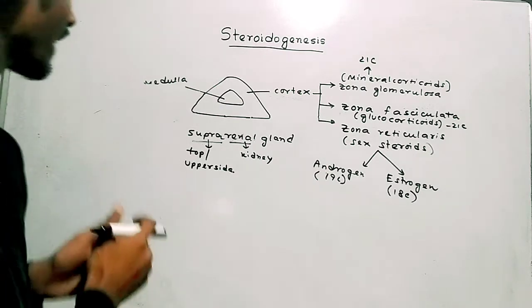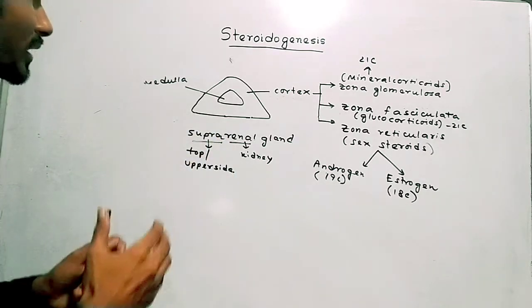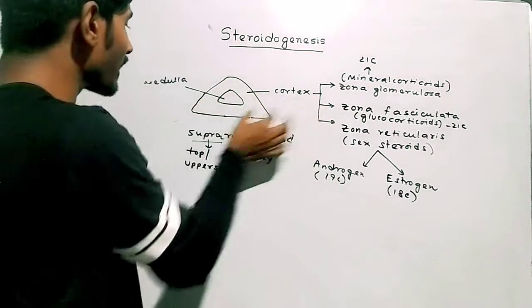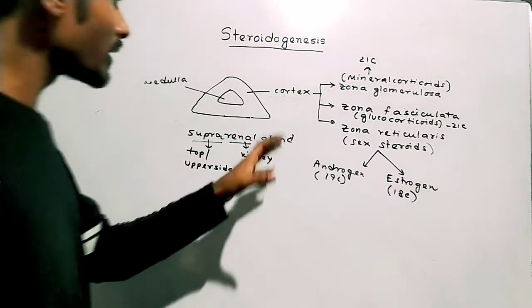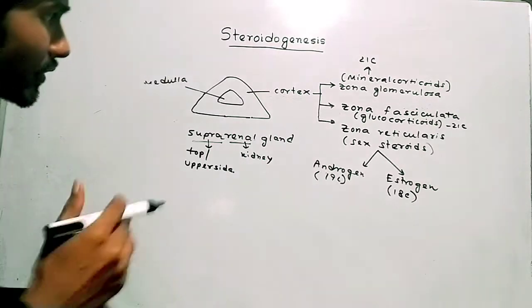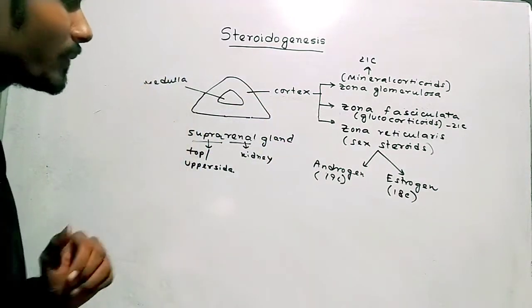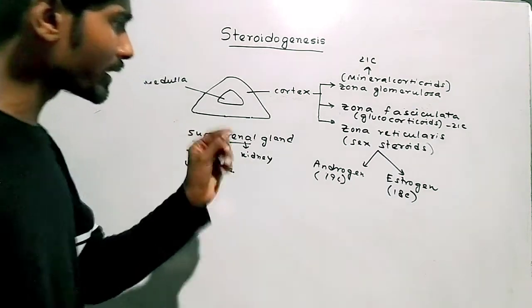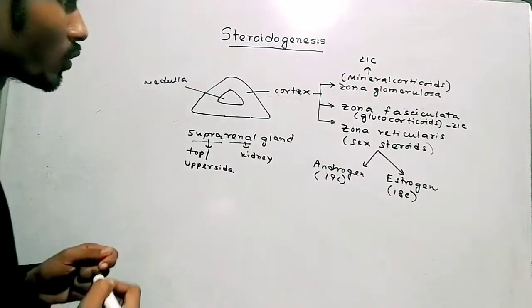So if you look at the gland, the suprarenal gland can be divided into two parts histologically. The outer part is called the cortex and the inner part is called the medulla. Now the cortex can be subdivided into three layers. The outermost layer is called the zona glomerulosa, the middle layer is called the zona fasciculata, and the innermost layer is called the zona reticularis, okay.